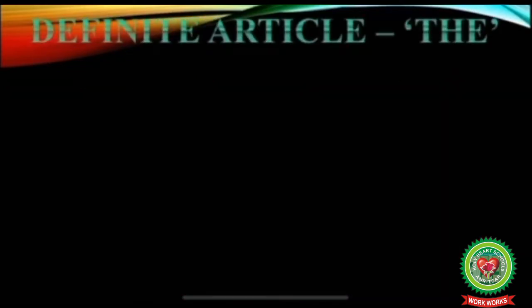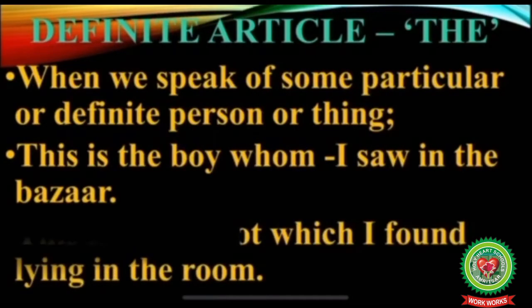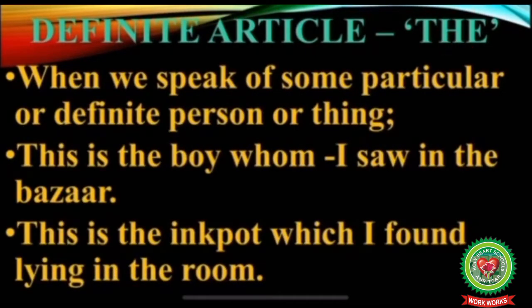So see here the difference now, the definite article. The definite article means the. We will be using the. So when we speak of some particular or definite person or a thing, when we particularize a thing, when we particularize a person, then we will be using the article the.